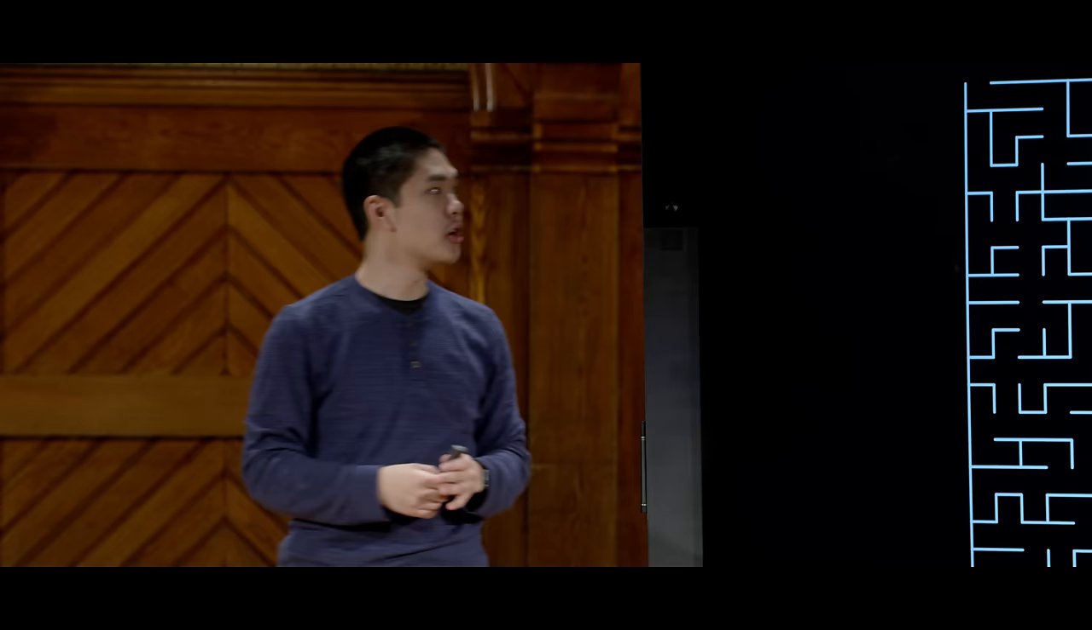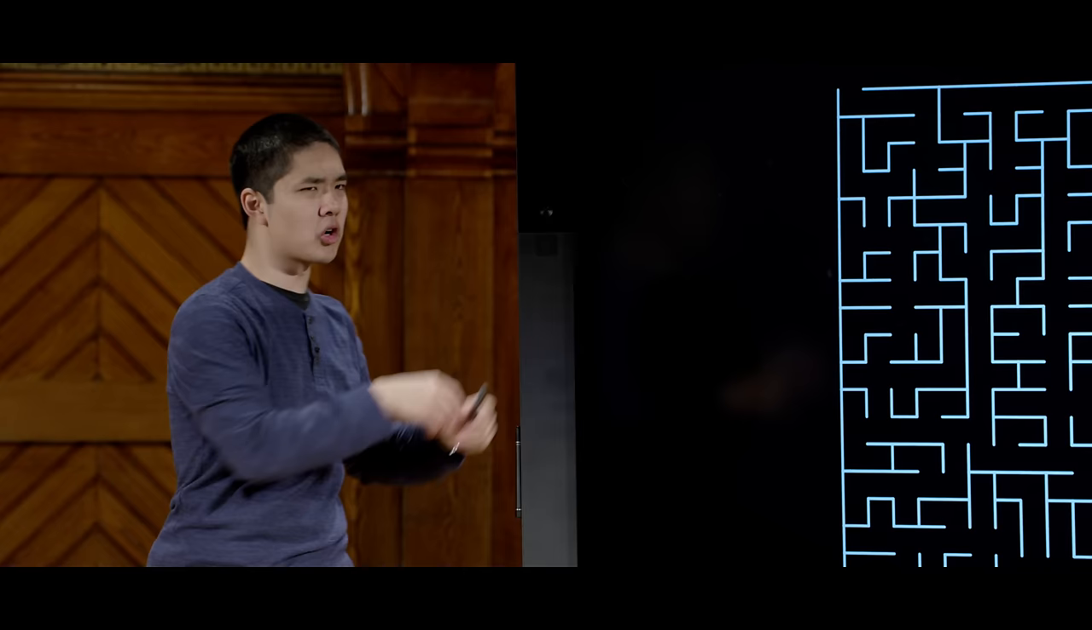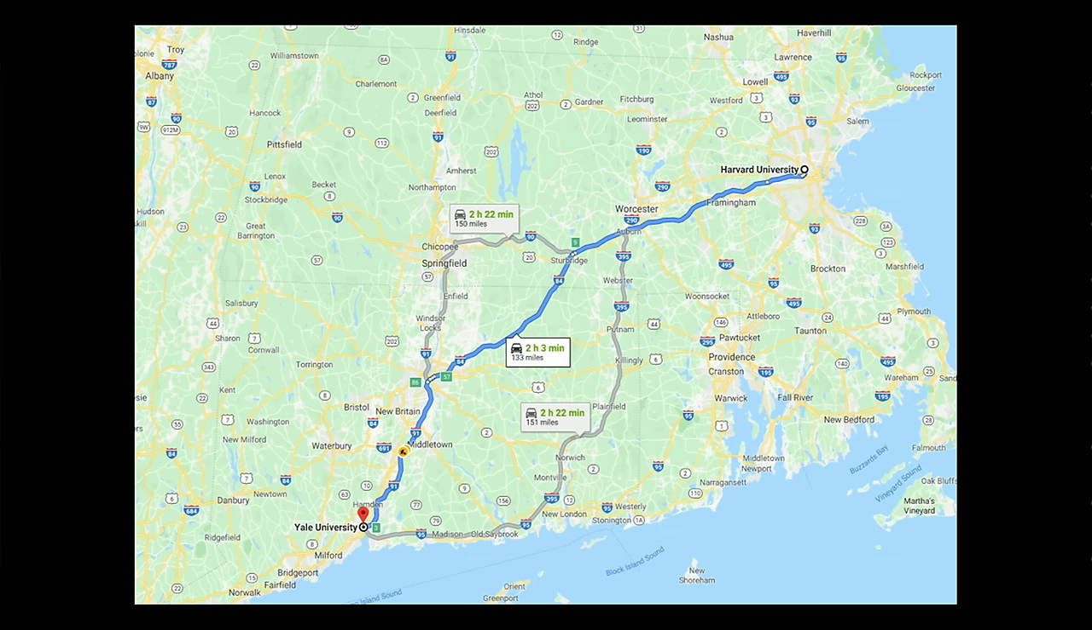You begin in one place, you have some goal of where you're trying to get to, and you need to figure out the correct sequence of actions that will take you from that initial state to the goal. And while this is a little bit abstract, anytime we talk about maze solving in this class, you can translate it to something a little more real world, something like driving directions.